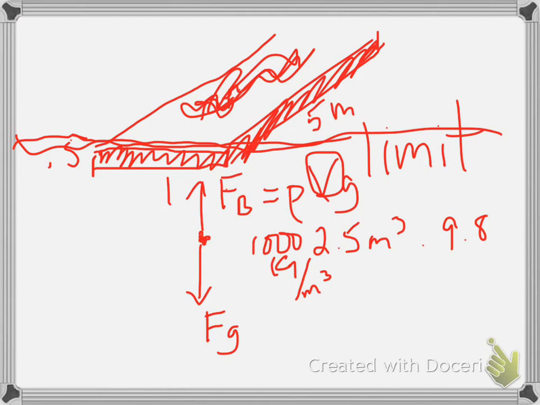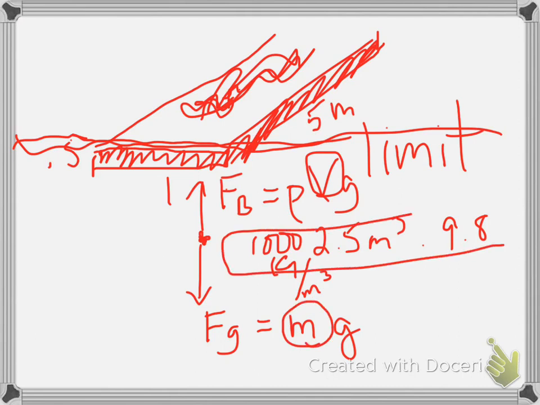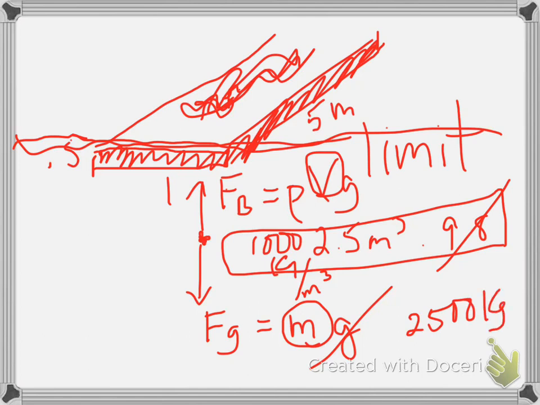Do they give us the mass of the box? Oh, they don't. They say it's negligible mass. So really the Fg is just coming from the mass that you're loading onto it. So whatever number you get here for the buoyant force, just cancel the g's. Probably should have done that beforehand, and I think the mass is going to be 2,500 kilograms, which is answer C.